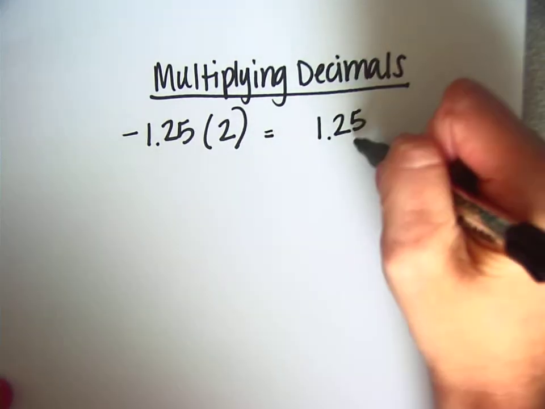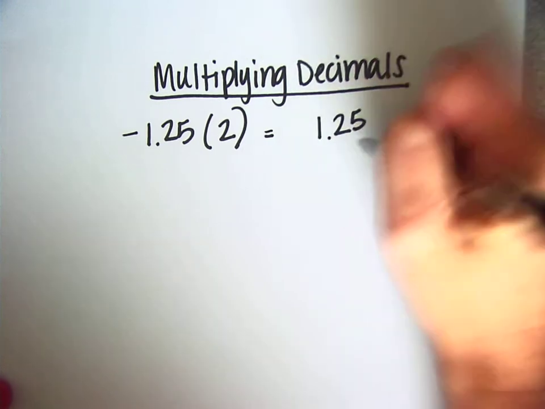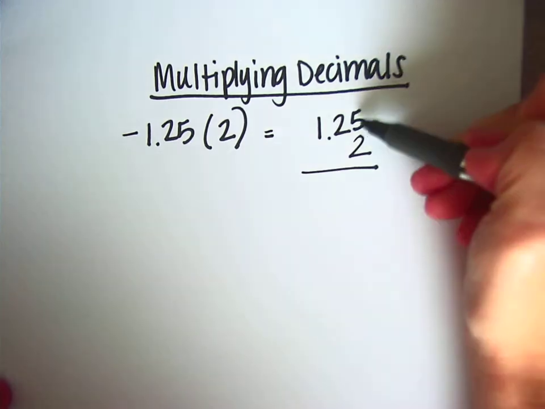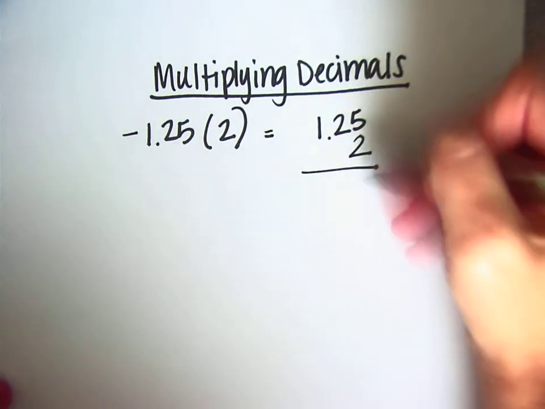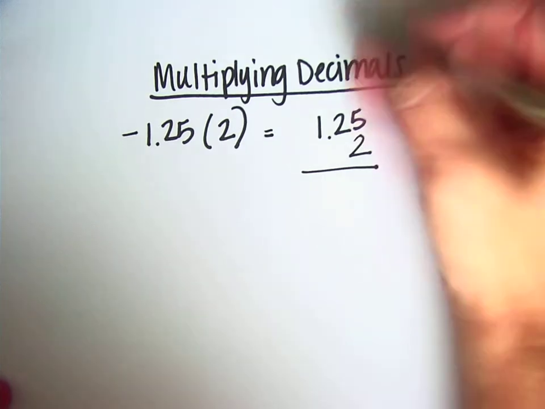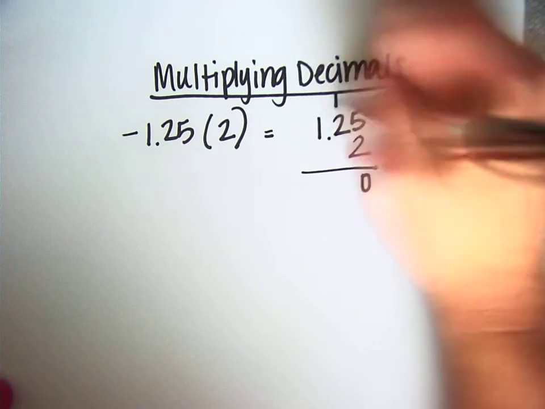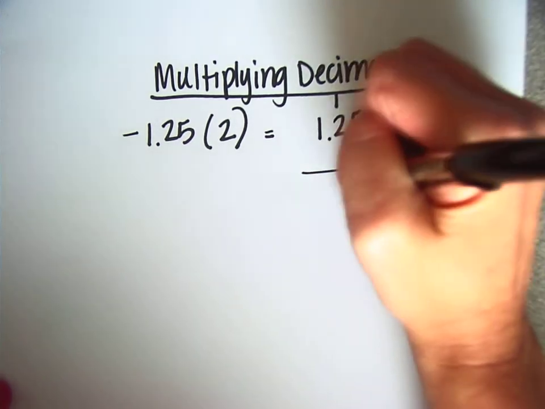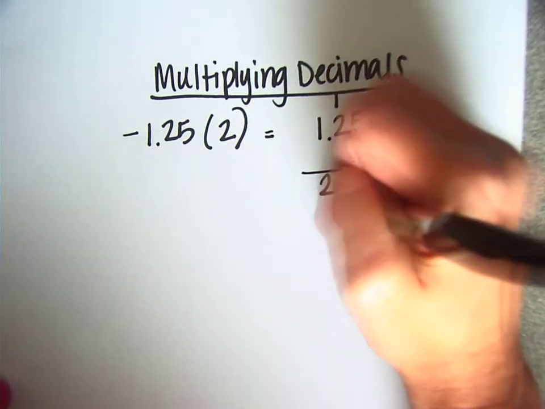And whenever I put the 2, I'm not going to worry about lining up the decimals, because with multiplication you do not have to do that. You just want to make sure that you line up your numbers along the right side. So we're going to go ahead and multiply: 5 times 2 is 10. 2 times 2 is 4, plus 1 is 5. And then 2 times 1 is 2.